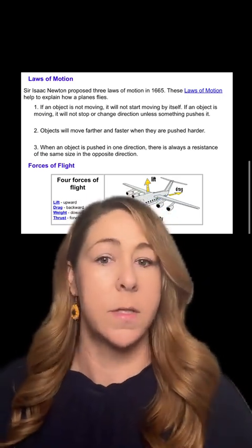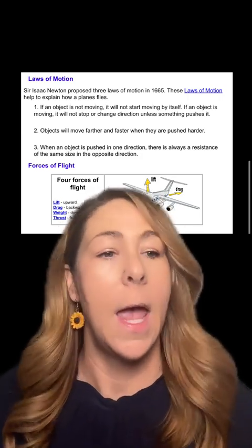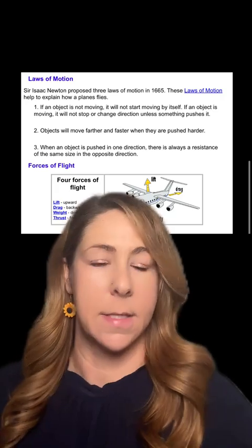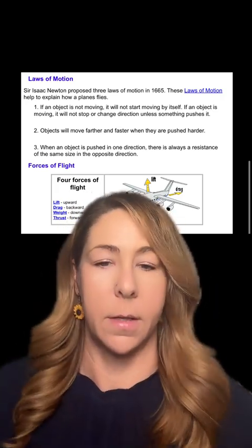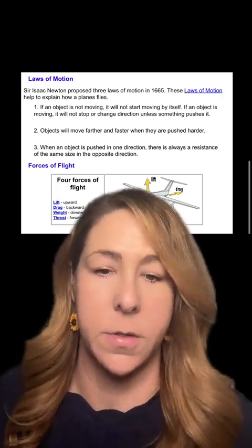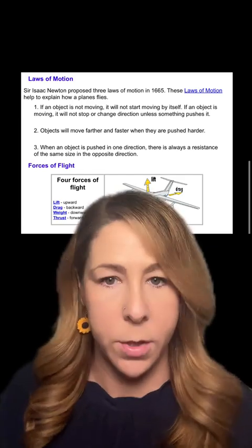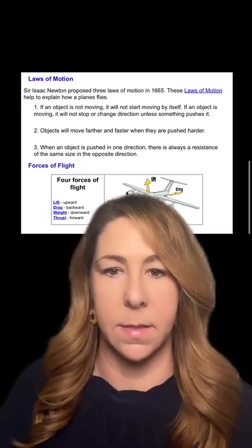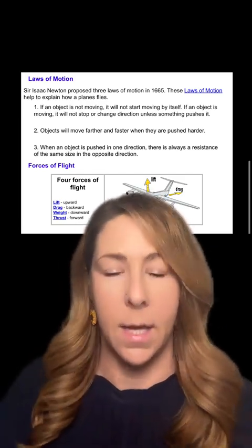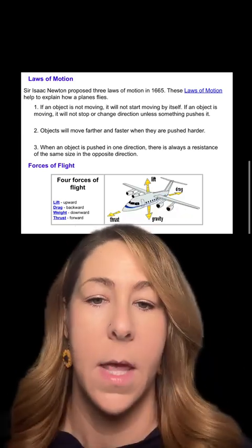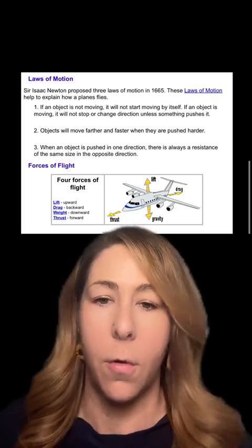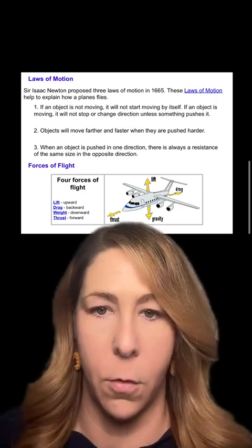So imagine on a swing, you can push somebody really lightly and they will swing with ease. And then if you really give them a nice solid push, they're going to go faster and farther. And when an object is pushed in one direction, there is always resistance that is equal in size in the opposite direction. There's also this cool little graphic at the bottom that helps explain the 4 forces of flight.